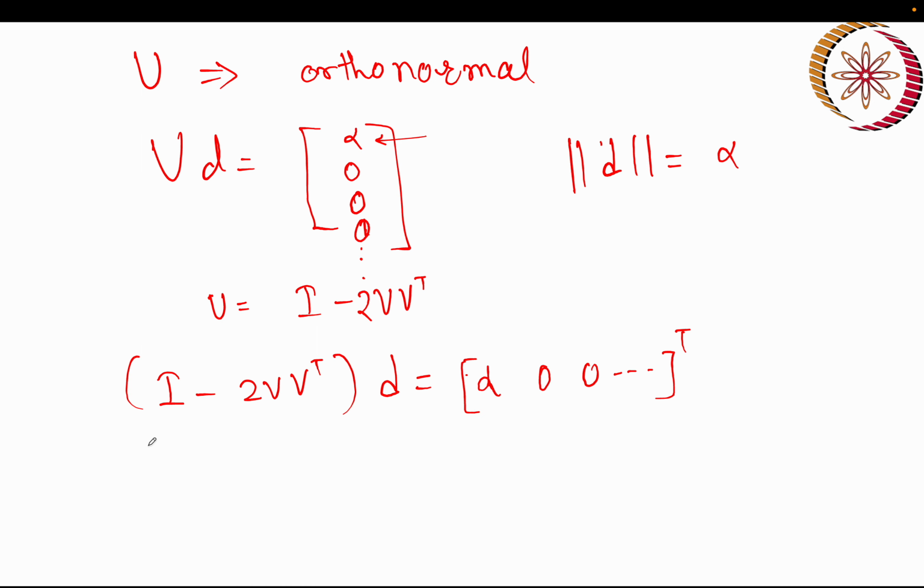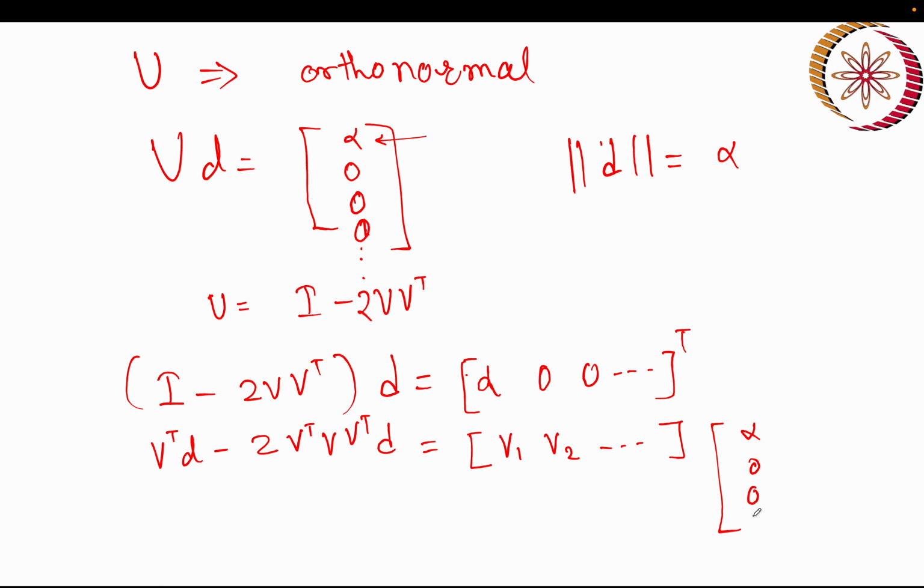And if we multiply both sides by V transpose, what we will get is V transpose D minus 2 V transpose V transpose D is equal to V1 V2 times alpha 0 0. Why I multiplied with V transpose is that this term will get cancelled, because V transpose V is 1.